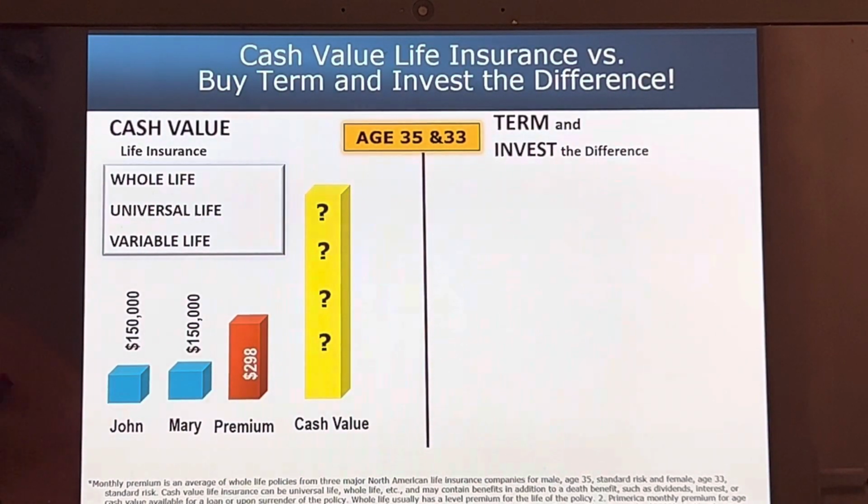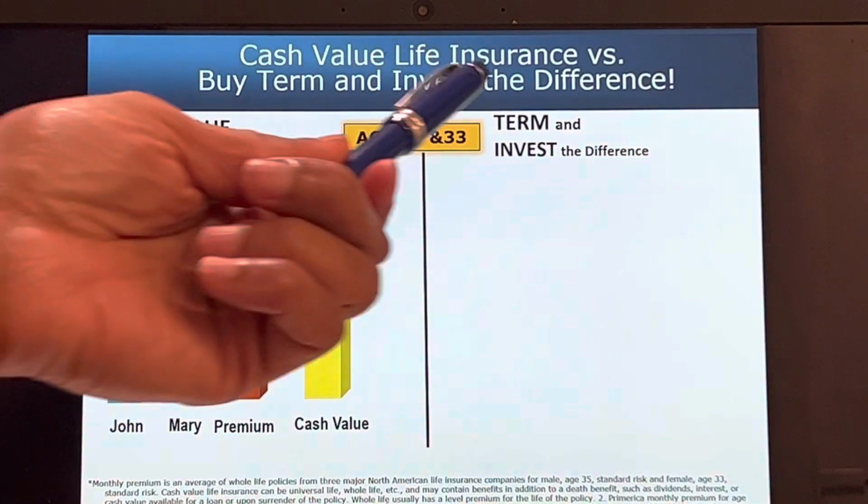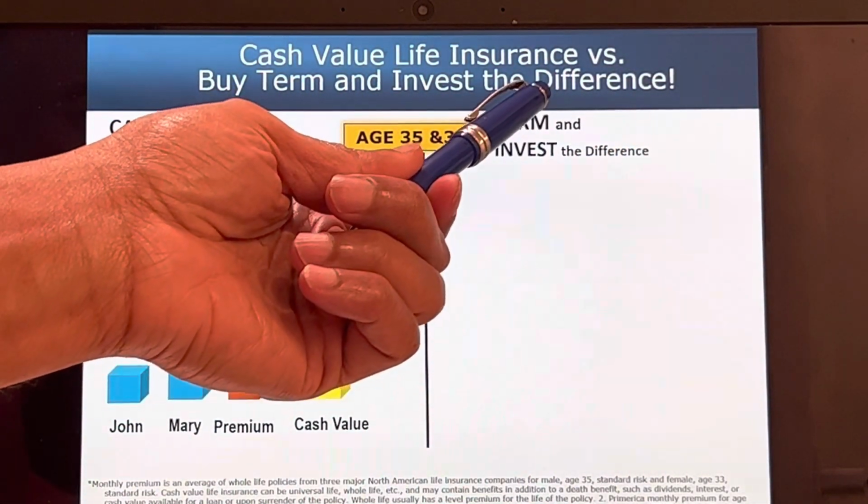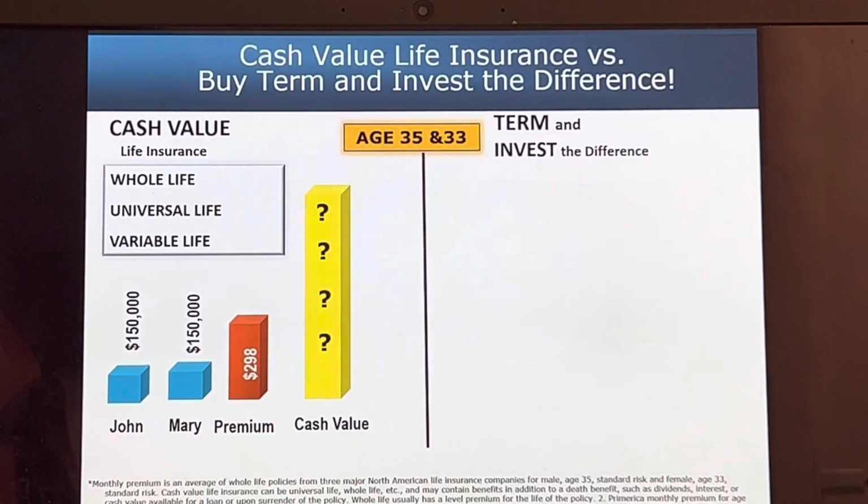Okay, let's look at this slide. It's called cash value life insurance versus buy term and invest the difference. Now, when people say what's the difference? The difference is the money that you save by not buying whole life. Okay, that's what the difference is.